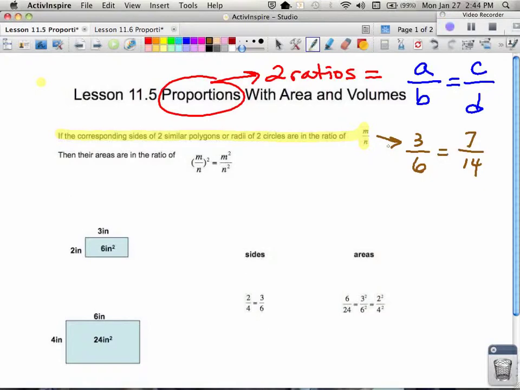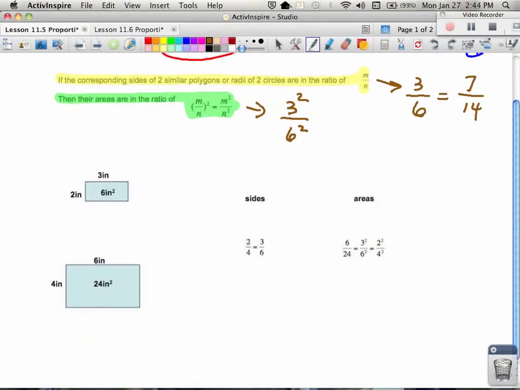But whenever you see something to do with areas, then the areas are in the ratio of m squared to n squared. So what you would then say, if I was looking at it this way, is the 3 squared compared to the 6 squared is how those sides would be compared. Down below, we can see some pictorial representations of how this works.